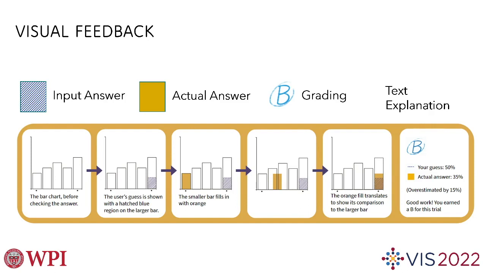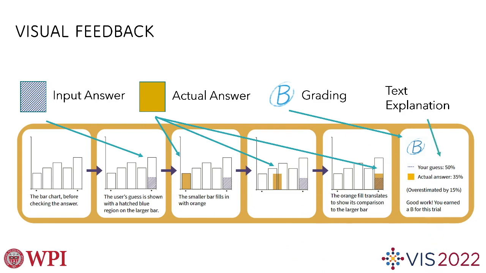This example uses a bar chart. As you can see, two components are selected for comparison. The dashed zone indicates their input answer. It appears on the component that represents the larger value. The orange zone indicates the actual answer. It appears on the other component that represents the smaller value. Then the actual answer will move to the other object, overlapping with the dashed zone for a more intuitive and heuristic comparison. A letter grade helps participants know their accuracy level at a glance, and the text explanation provides numerical details.